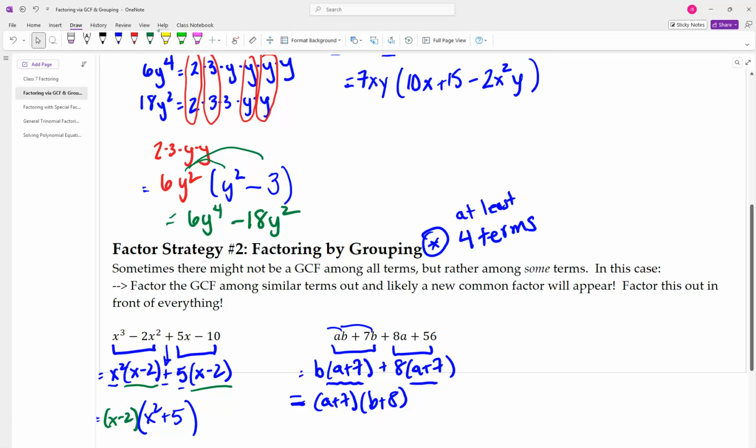All right, so we have two factor strategies under our belt, a couple more coming down the pipeline here.